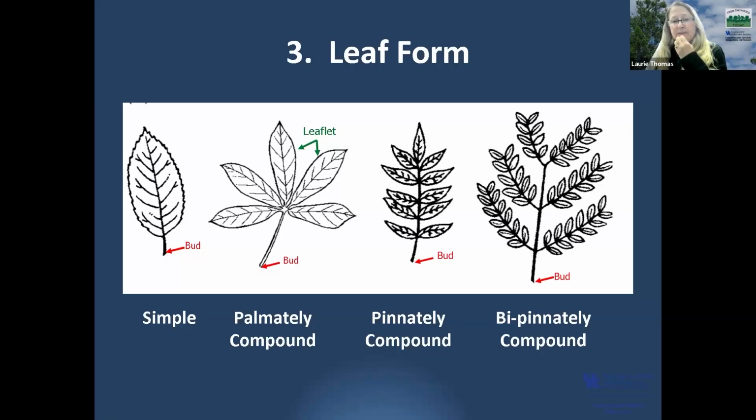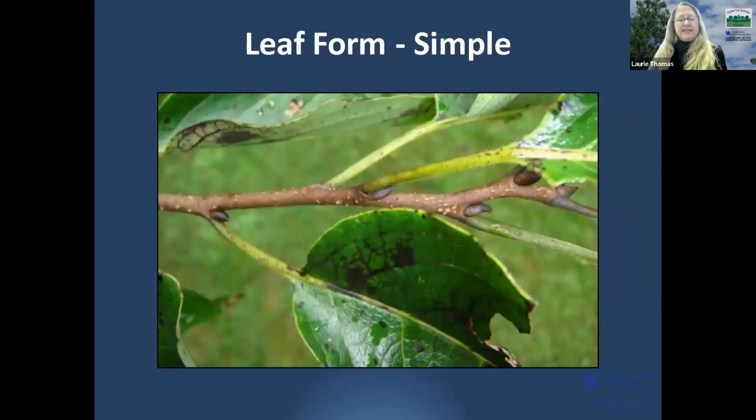So leaf form is probably the hardest thing to get down, and it's much easier once you have buds out in the spring. It can be difficult, but with a little practice you'll get used to being able to determine leaf form by looking for where that bud is. Okay, let's look at a few actual physical examples.